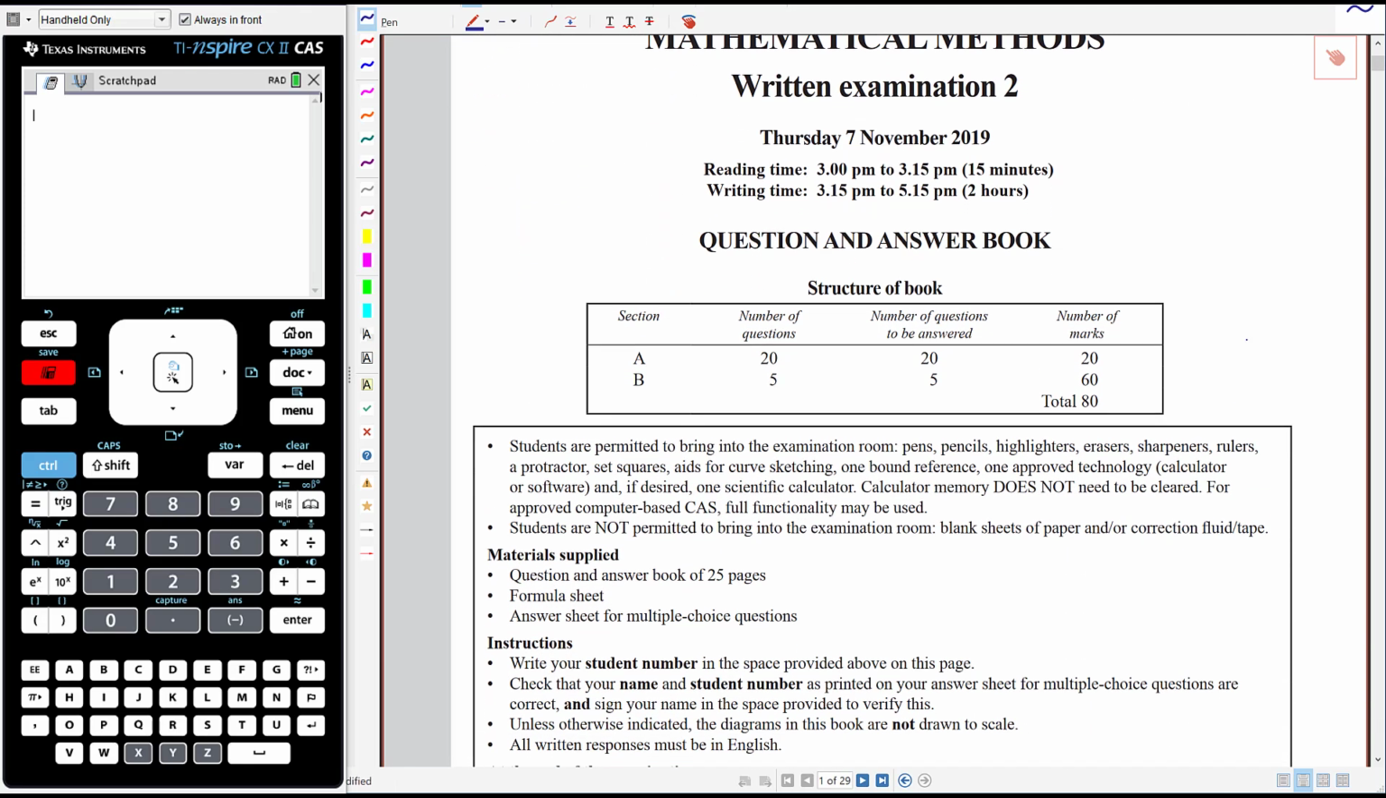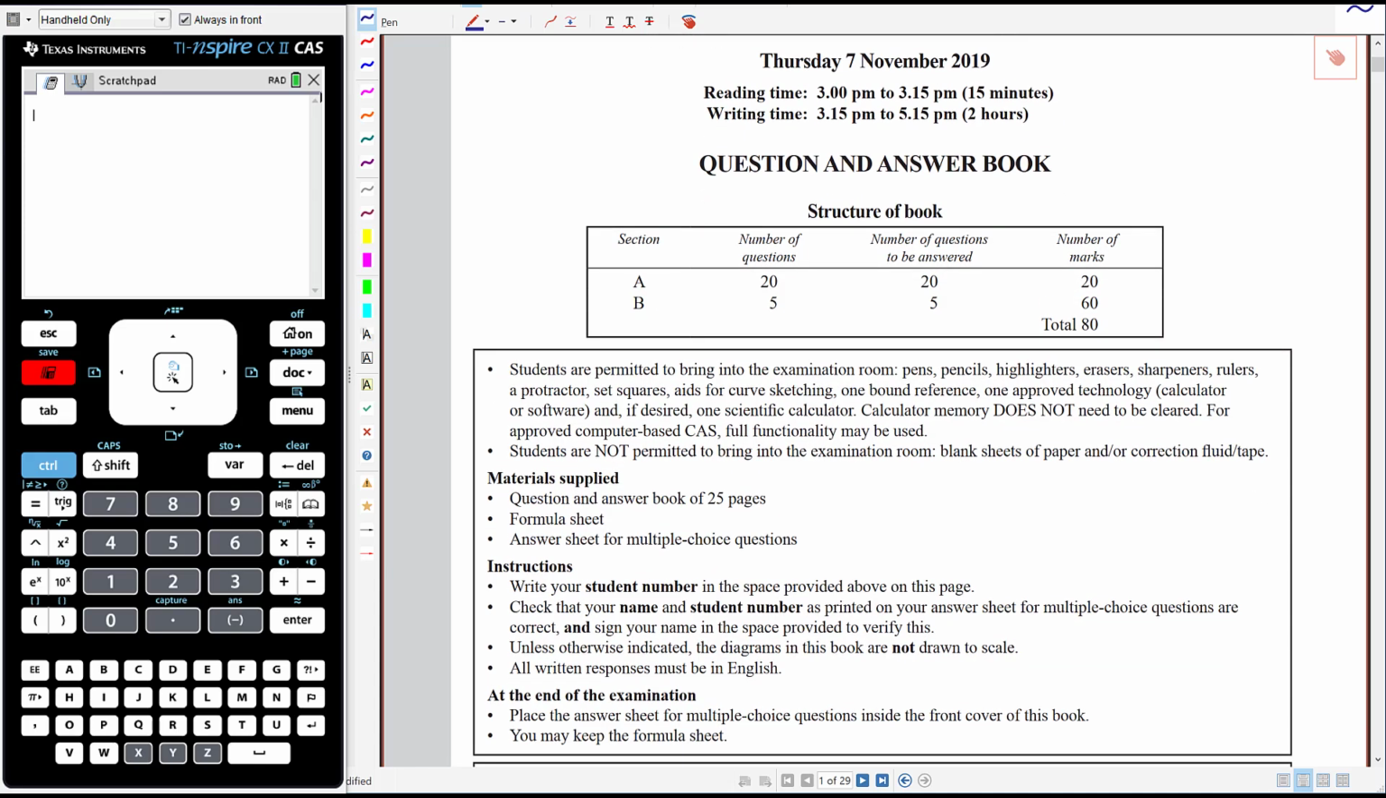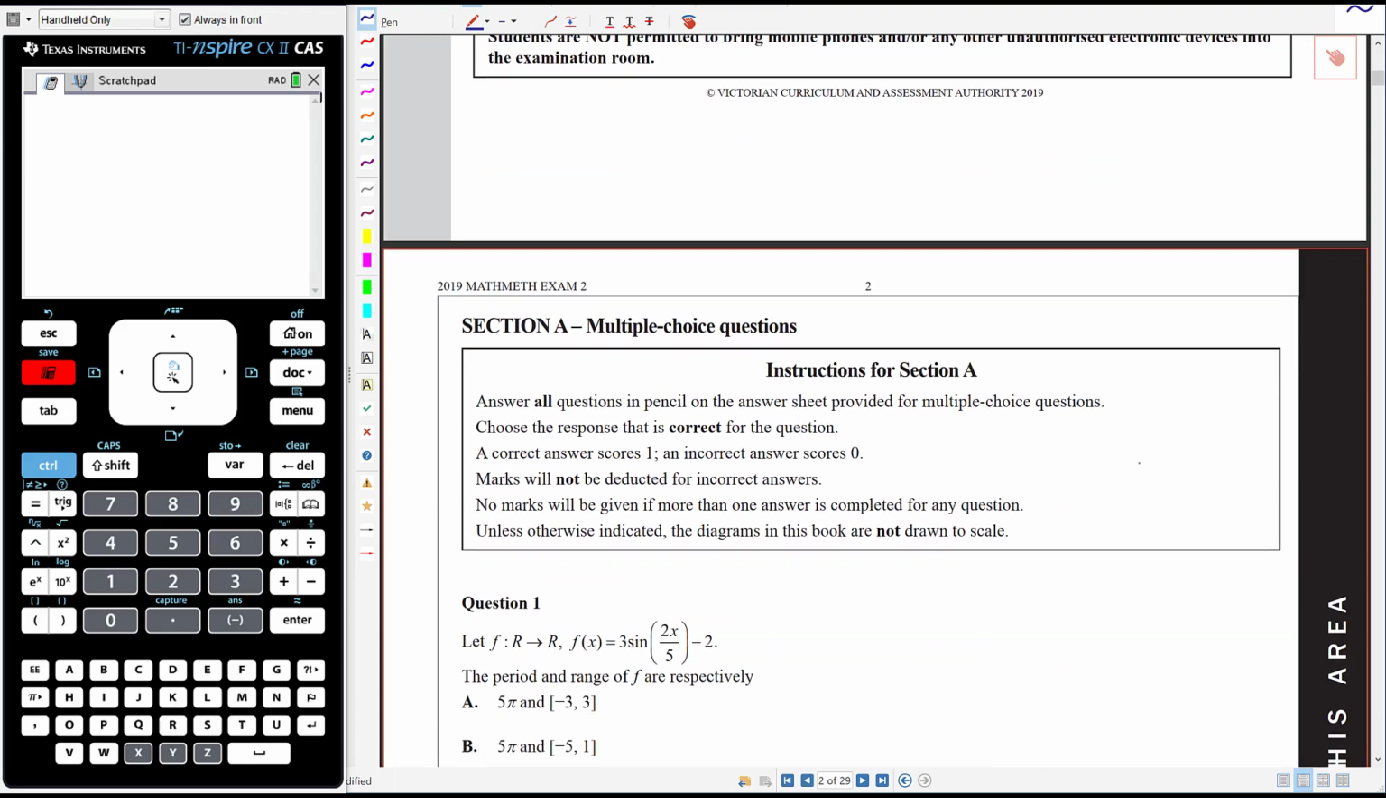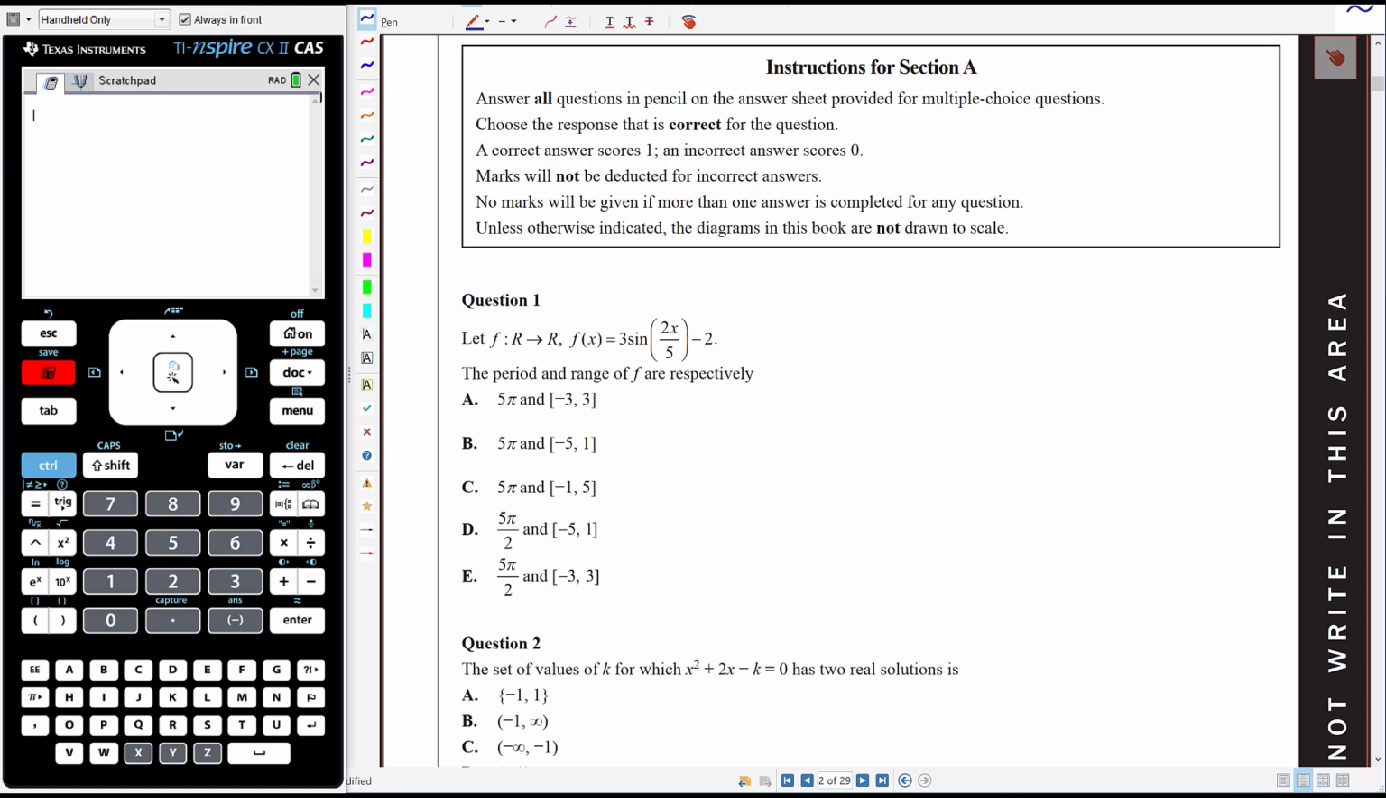The exam comprises 20 multiple choice questions and then either 4 or 5 extended answer questions. In 2019 it was 5 extended answer questions. Okay, let's make a start. Instructions for section A, you should be familiar with those before you go into the exam. There's nothing crazy in the multiple choice instructions.